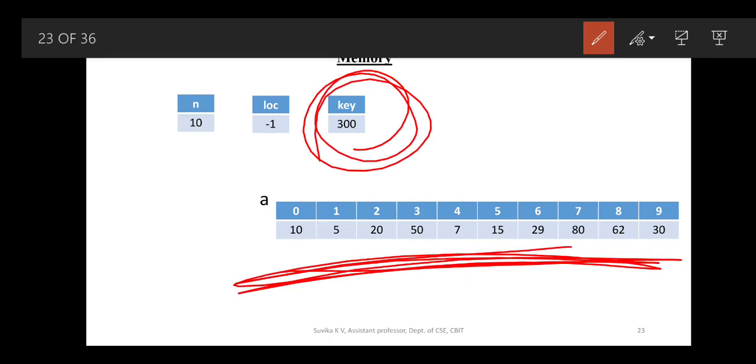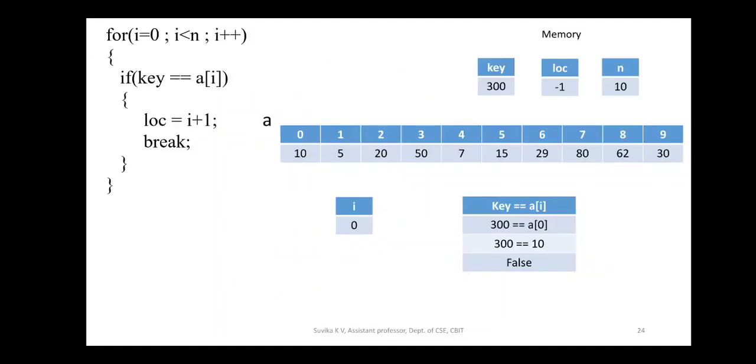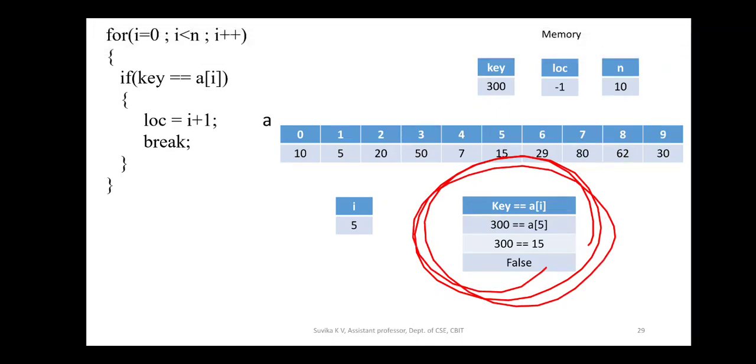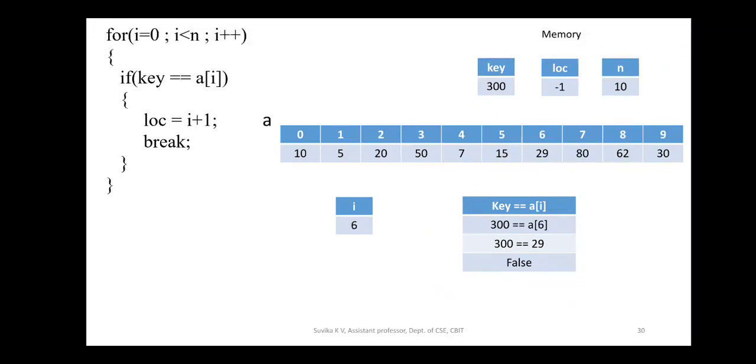So at that time what will happen? We can see here, first it will check with a of 0, that is 10, no, false. Then i will get incremented, a of 2, false. Then a of 3, 50, false. A of 4, 7, false. A of 5, 15, false. You can see this, right? Here the values are getting changed. Observe this. Now a of 6, 29, false.